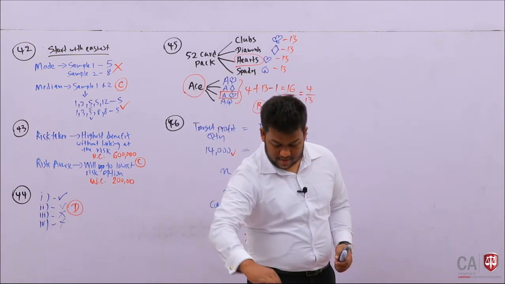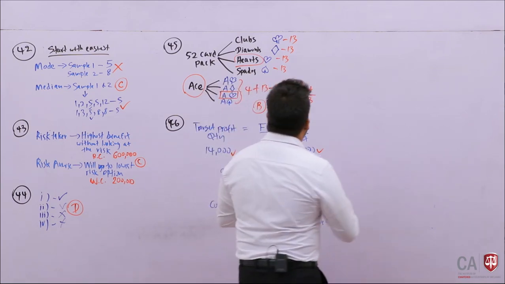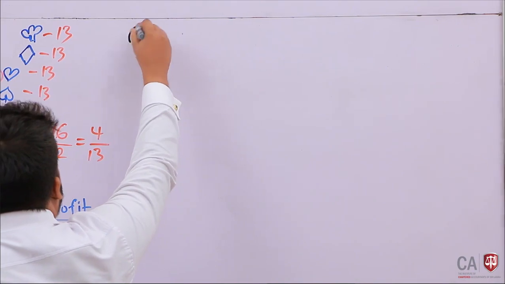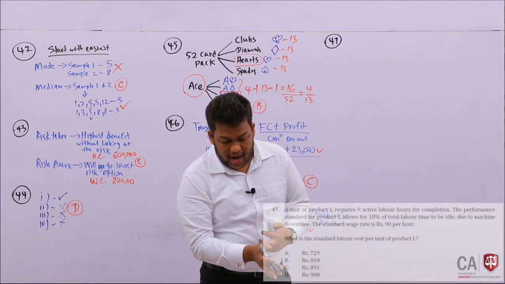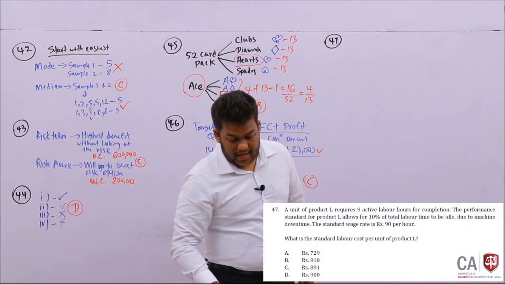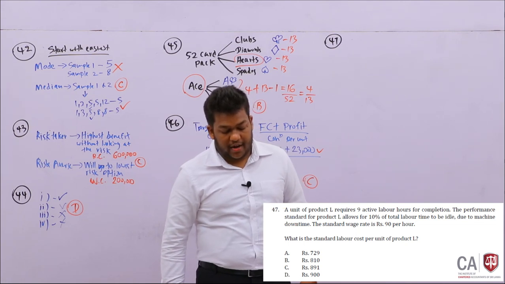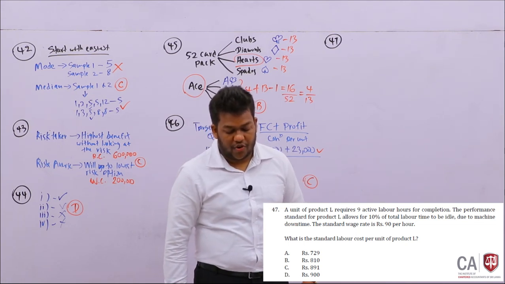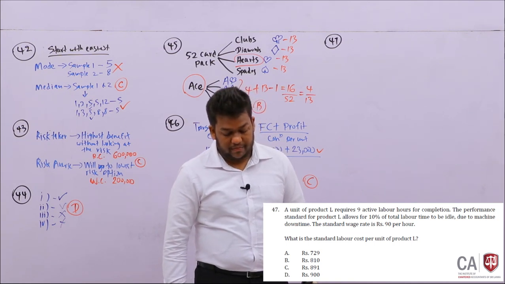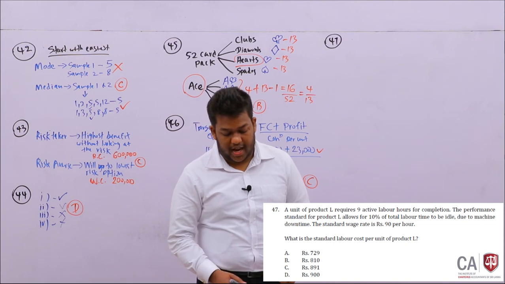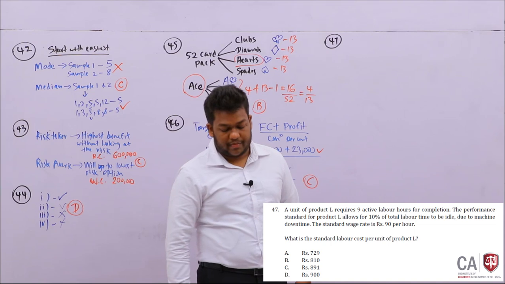Then 47. A unit of product L requires 9 active labor hours for completion. The performance standard for product L allows for 10% of total labor time to be idle due to machine downtime. The standard wage rate is rupees 90 per hour. What is the standard labor cost per unit of product L?